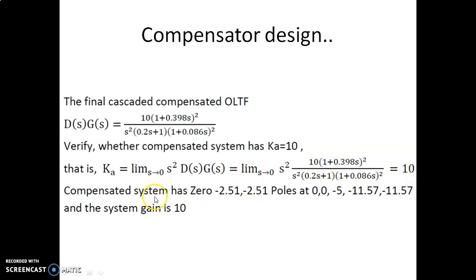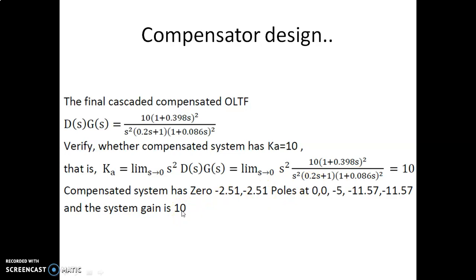So the compensated system now has two zeros at minus 2.51 repeated. Because of the s squared, we have two poles at the origin, and then a pole at minus 5, and we have two poles at minus 11.57 due to the identical compensator networks, and of course the system gain is equal to 10.